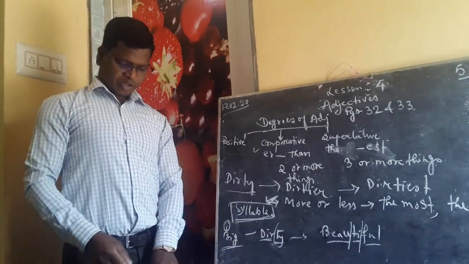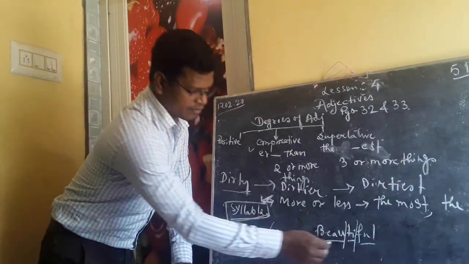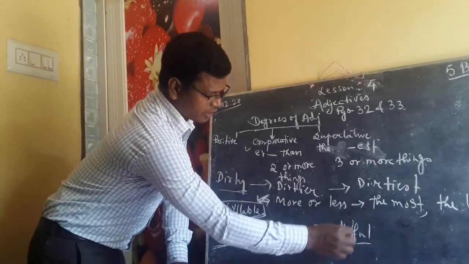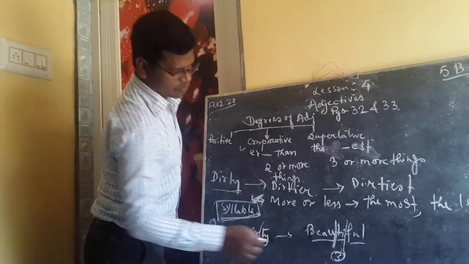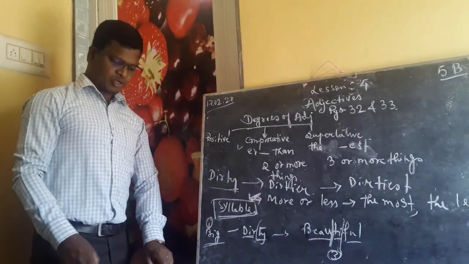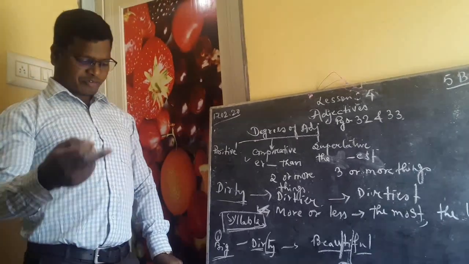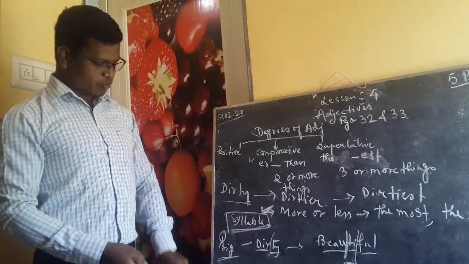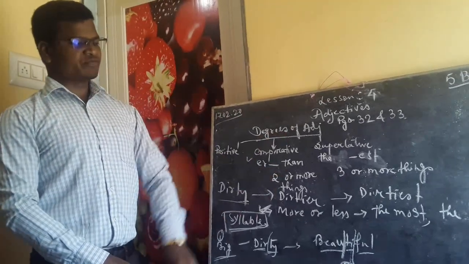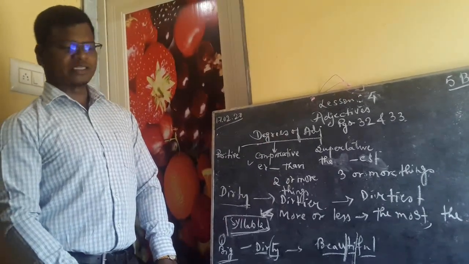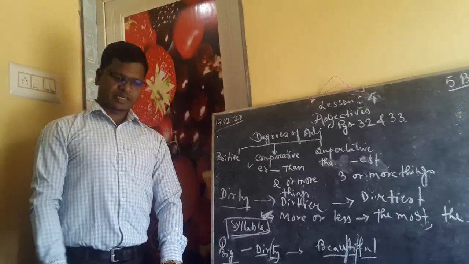Then we see beautiful. Beautiful has got 3 syllables. I have divided it: beau, ti, ful. This is an example of 3 syllables. So as I've already told you, for an adjective having 3 syllables or more, what do we use? We use more or less. And in the superlative we use the most or the least. Hope I have made it clear to you.